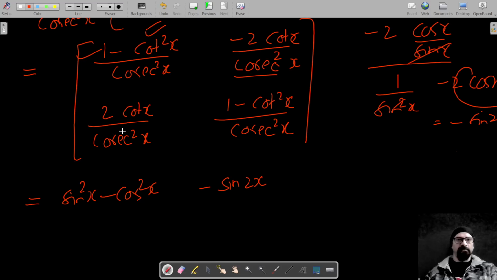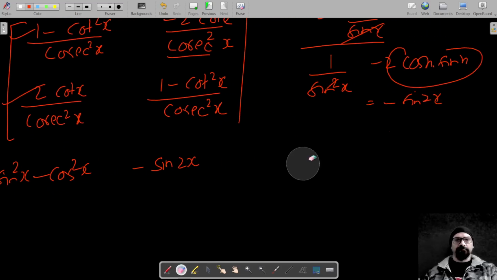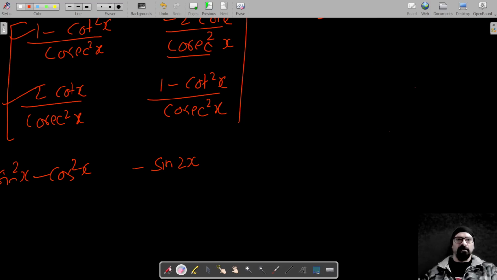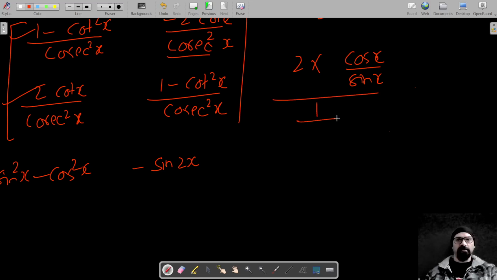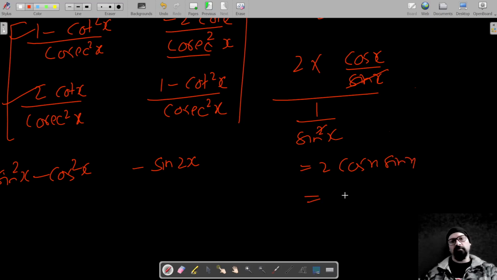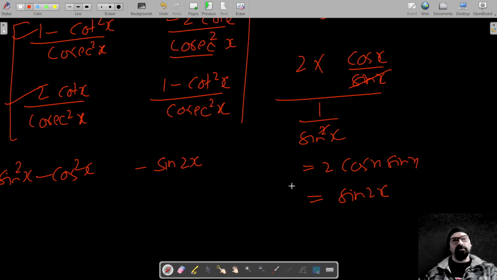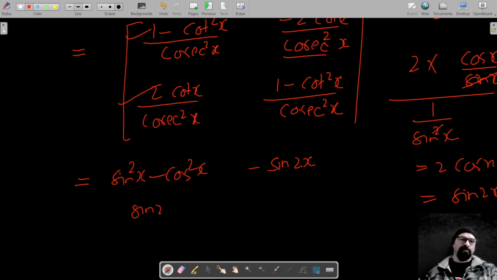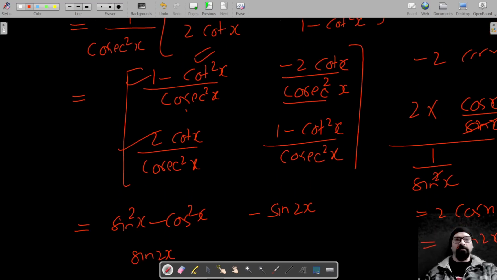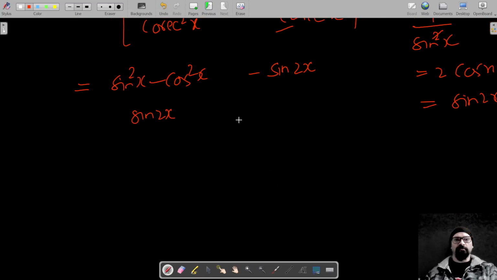Okay, for this one, it is 2 cot x. Cot x is cos x by sine x, and cosecant square is 1 by sine square x. This gets cancelled. So this is once again 2 cos x into sine x, and 2 cos x into sine x is sine 2x. So this is sine 2x. And we have already simplified this: it is equal to sine square x minus cos square x.